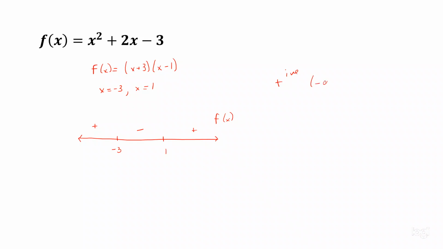from negative infinity to negative 3 union 1 comma infinity. It's negative from negative 3 to 1, and note I've written these as open intervals because at the boundaries of these intervals the function is 0.